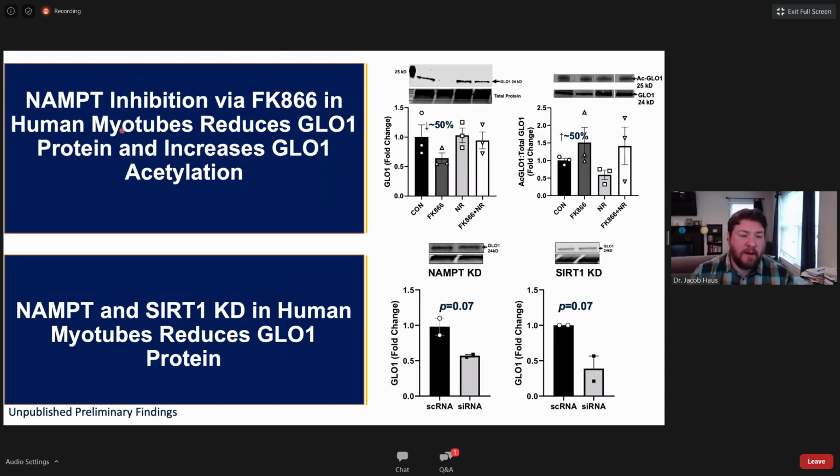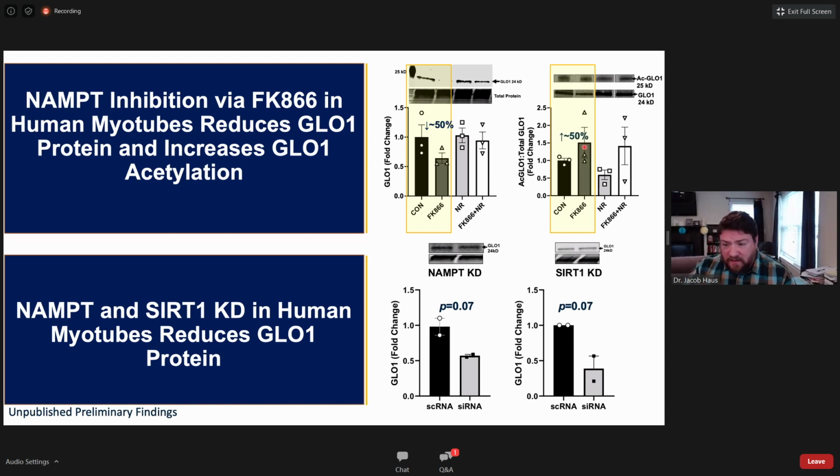So then Edwin went on and did some human myotube studies. These were cell culture studies where he treated the myotubes with a NAMT inhibitor, FK866. He also treated the cells with nicotinamide riboside, and then a combination of FK866 with nicotinamide riboside. If you look at the highlighted panels here, you can see that compared to control cells, treatment with FK866 reduced GLO1 protein, and it increased the amount of acetylated GLO1.